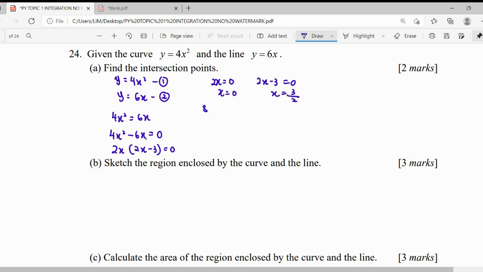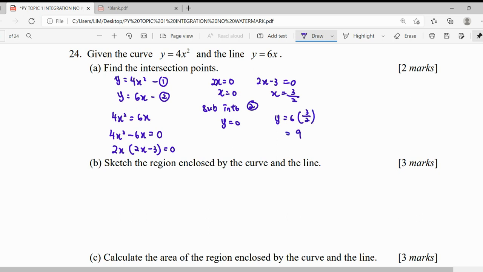Then we're going to substitute into either one equation. I will substitute into equation 2. So when x is 0, y is 0. When x is 3 over 2, substituting 3 over 2, y will be 9.